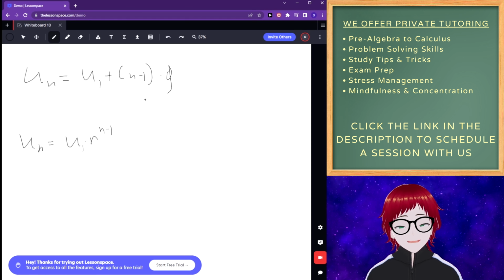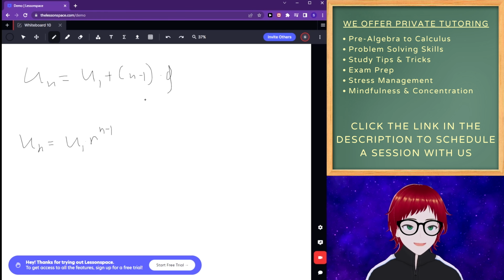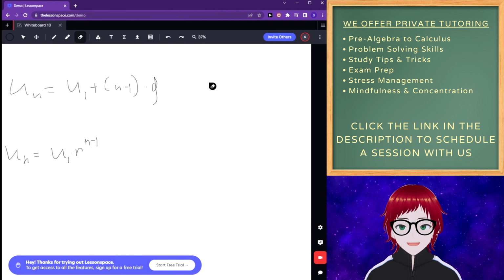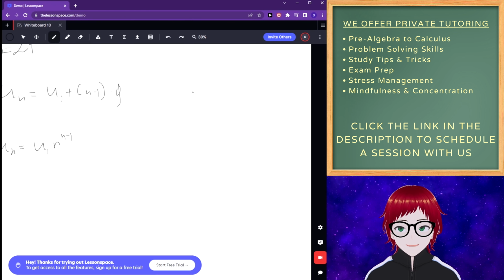This is the general way we would write them, but then there's another way called a recursive sequence, where instead of saying, okay, I'm going to start at u1 and add n minus 1 times d, I can actually say something along the lines of, well, un is equal to un minus 1 plus d.